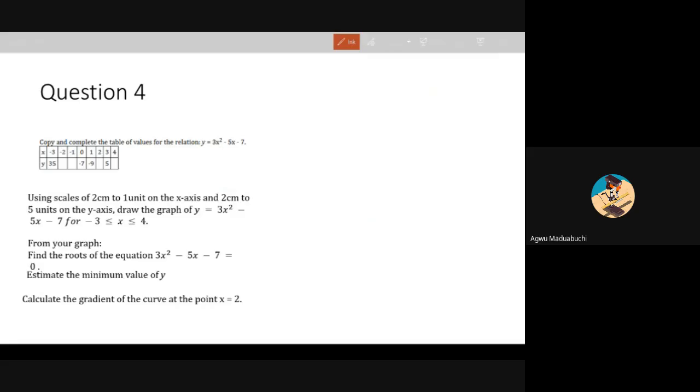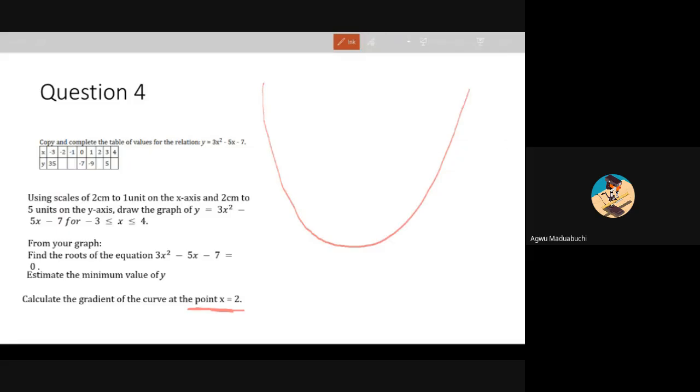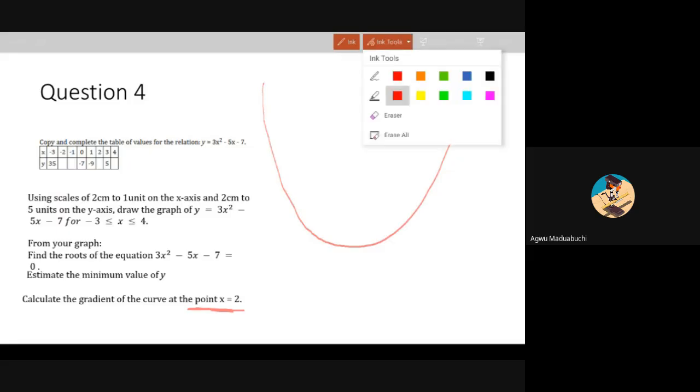But when it comes to a curve, they can only ask you for the gradient of a curve at a point. Why? Because the points on a curve keep changing. For example, as we have the curve this way, the y value is decreasing and then it starts increasing. So the values keep changing from point to point. So they will ask for the gradient at a particular point. For this question, we should find the gradient of the curve at x equal to 2.